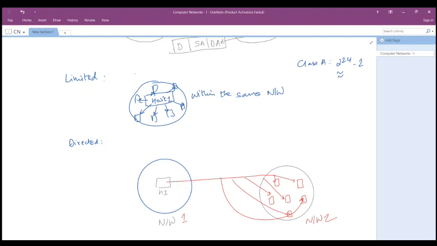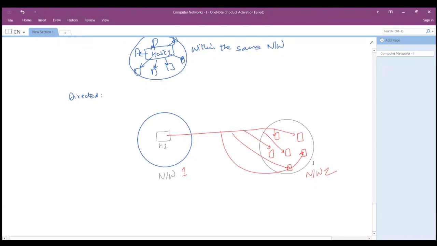For all this differentiation, we use the two IP addresses that I said are not used in all the networks. I told you there are two IP addresses which are not used. They are reserved for this purpose only, for limited and directed broadcasting. We will study in detail now what those two IP addresses are and how it is done.